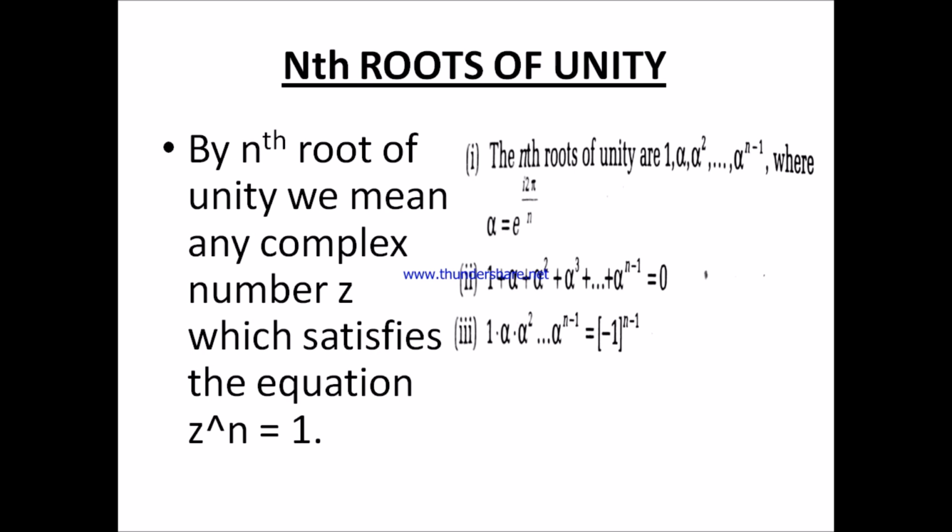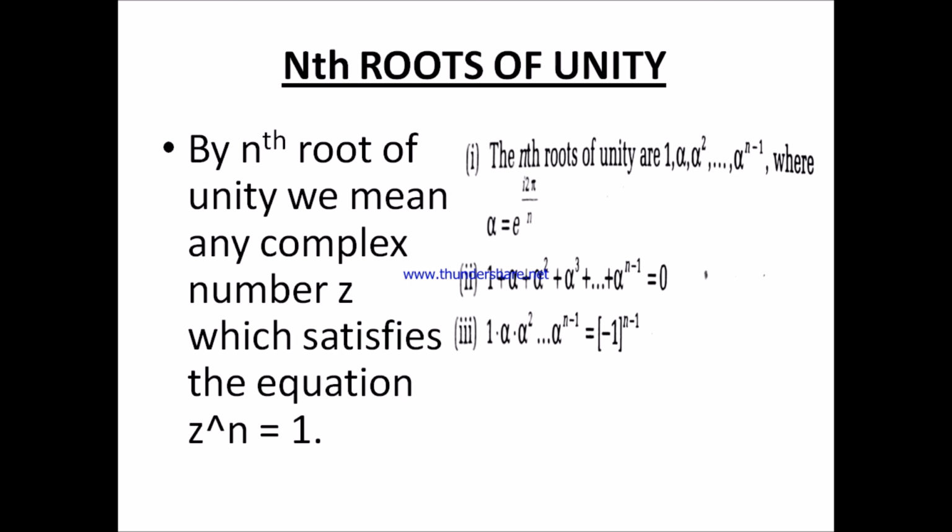Now how can we understand this? Simply we should apply the sum of GP, from which we get this sum to be equal to 1 minus alpha to the power n by 1 minus alpha. Now alpha to the power n or z to the power n is equal to 1. Hence the numerator becomes equal to 0, so the entire sum is equal to 0. Understood? Okay, let's move to the next part. What does it say? That if we multiply all the nth roots of unity, then we'll get minus 1 whole to the power n minus 1. Now how can we get this?